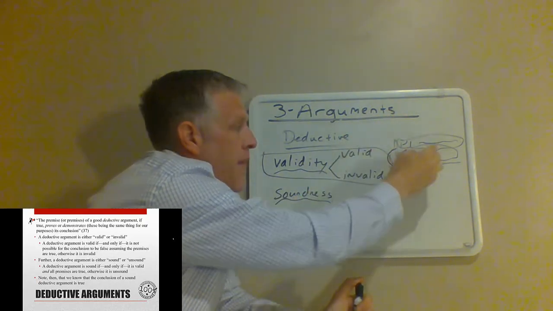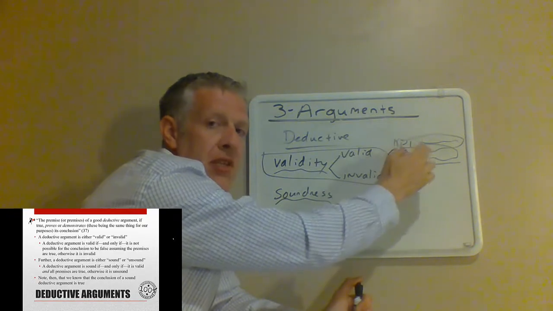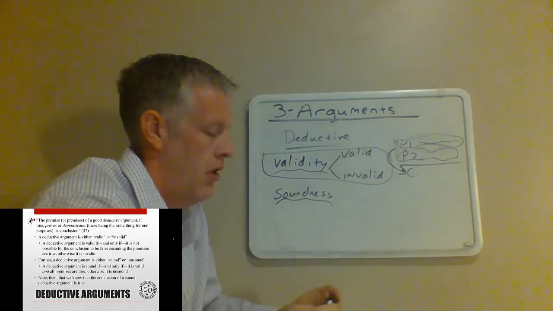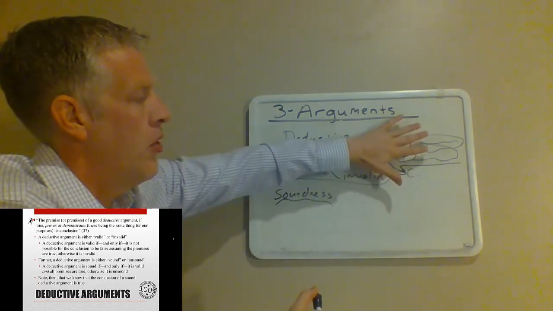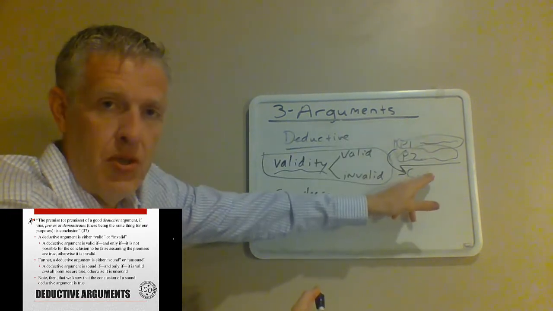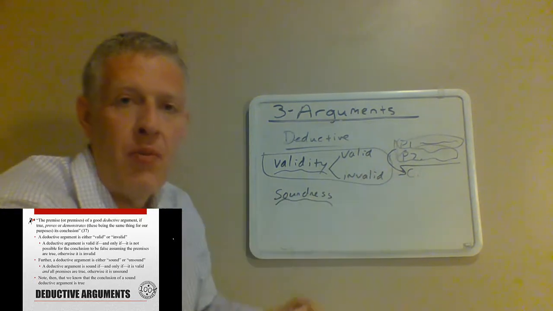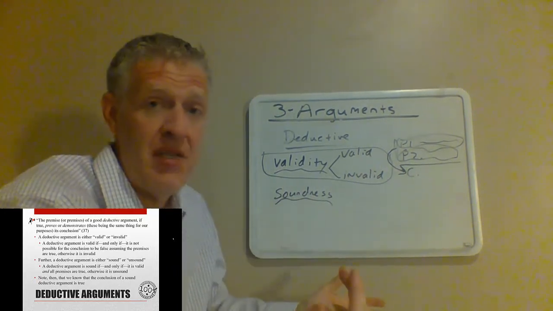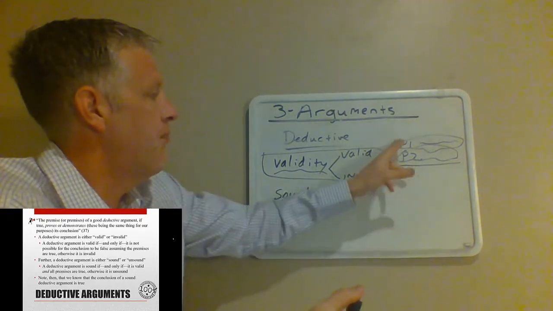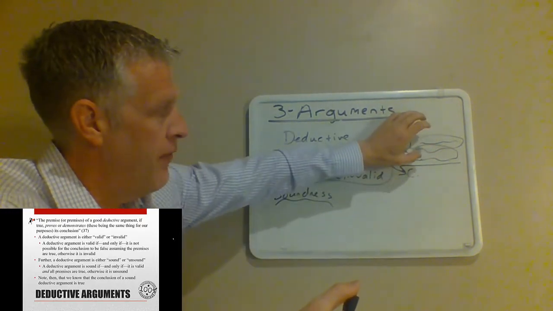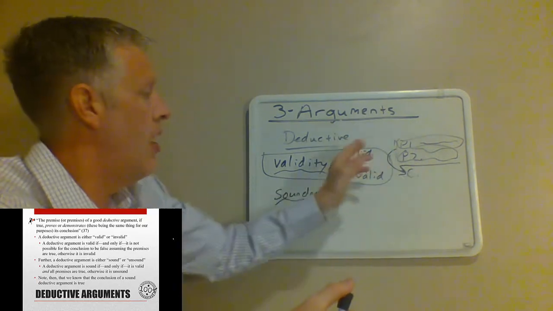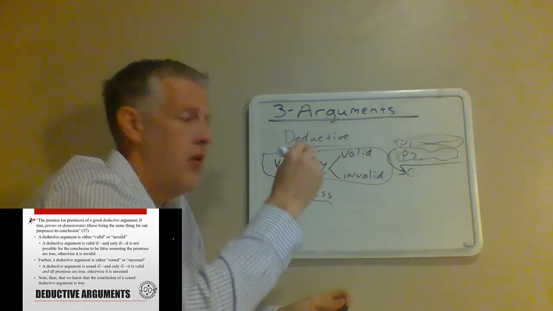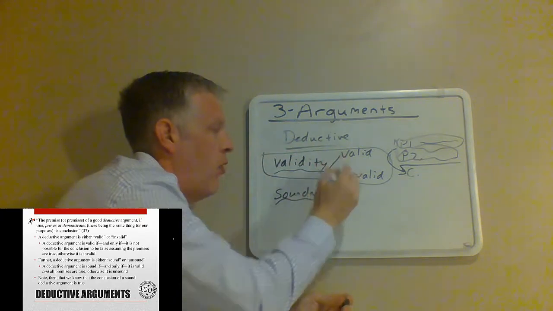If the answer is no, if you can assume the premise or premises are true and the conclusion can still be false, then it's invalid. Otherwise, if when you assume these are true, this has to be the case, like all men are mortal, Socrates is a man, if we presume those are true, then Socrates is mortal. That has to be the case. If we assume the premises are true and the conclusion has to be true, then it's valid. So it's an on-off switch: every deductive argument is either valid or invalid.